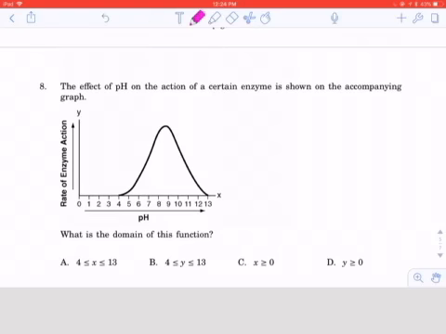8. The effect of pH on the action of a certain enzyme is shown on the accompanying graph. What is the domain? Domain is your x values. So cross out B and cross out D. Our x values start at 4 and stop at 13. So it's 4 is less than or equal to x is less than or equal to 13.